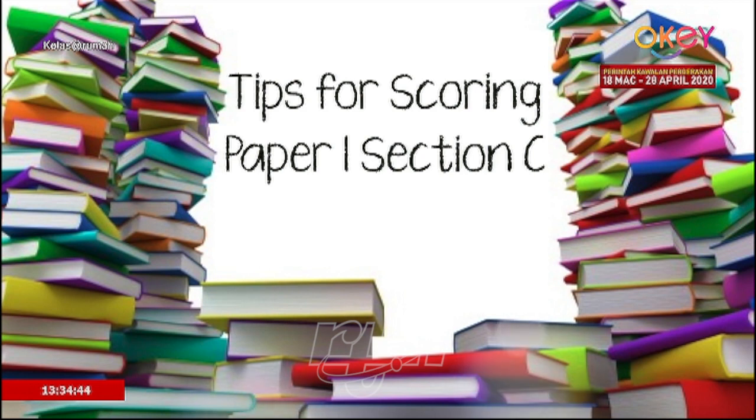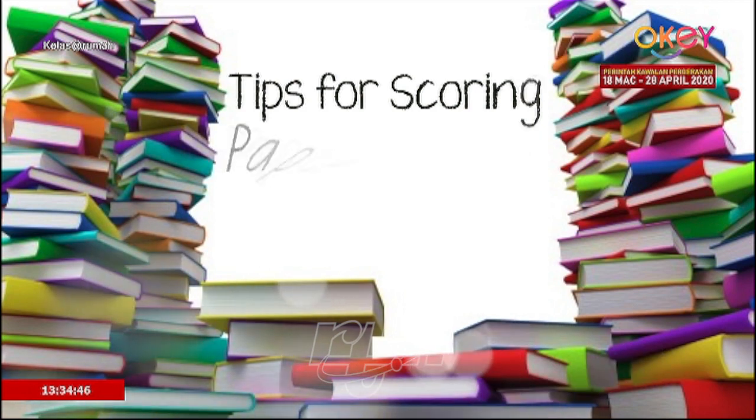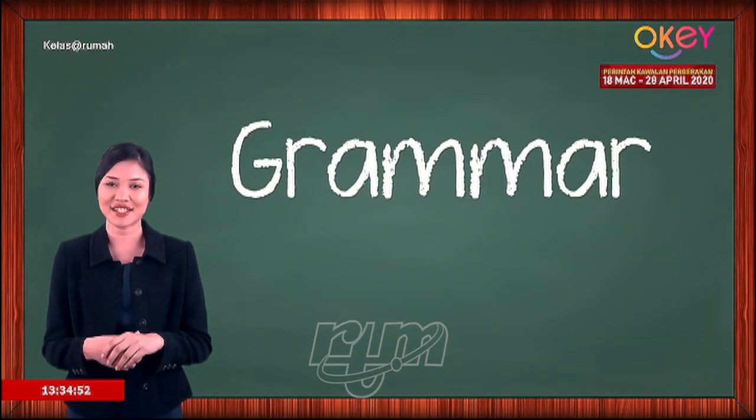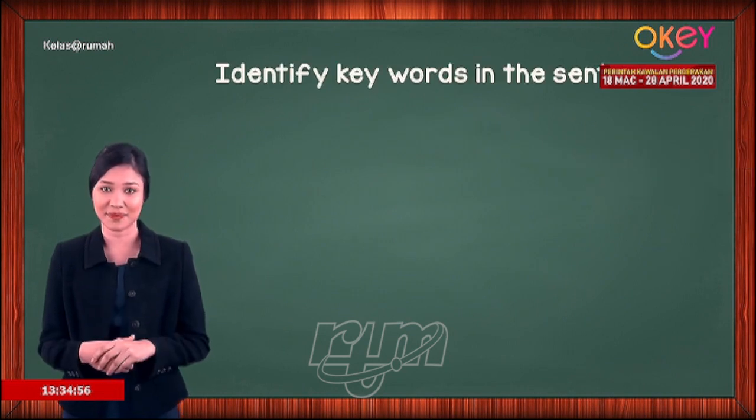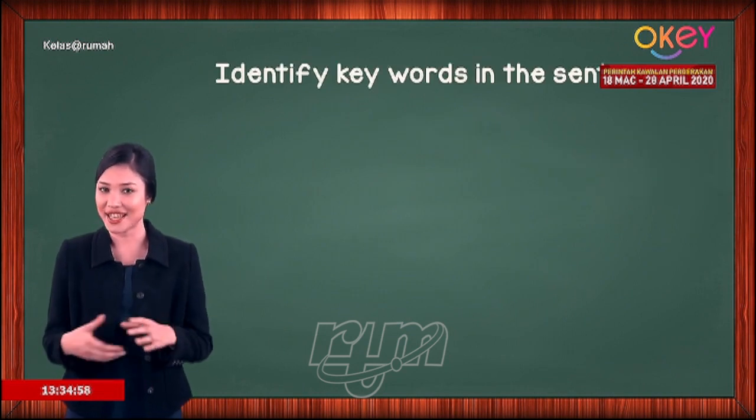Tips for scoring in Paper 1, Section C. It's very easy to score for this section as long as you follow these tips. Let's start with grammar. Identify key words in the sentence. The sentence usually gives hints.